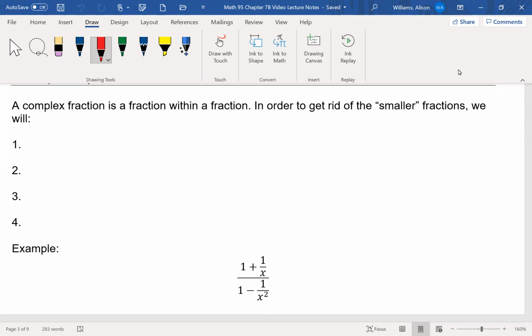Okay, so there's a couple of methods for handling complex fractions. I'm going to go through one method only, and it tends to be, in my experience, the method that at least 95% of students prefer. So the way we're going to do this is we're going to find the LCD for the smaller fractions. So that's step one. We're going to find the LCD for the smaller fractions.